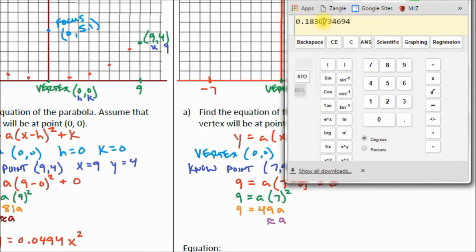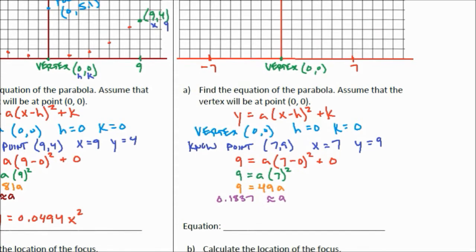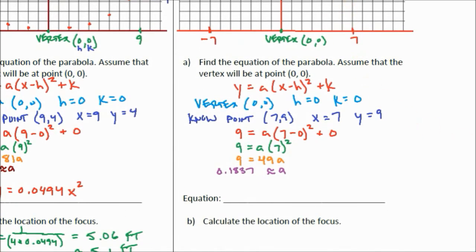equals 0.1837. So we'll round it to 4 decimals, 0.1837. Once I know my a value, we can write our equation. y equals a, which is 0.1837. And we don't have an h value or a k value, so we can just write times x squared. There's our equation.